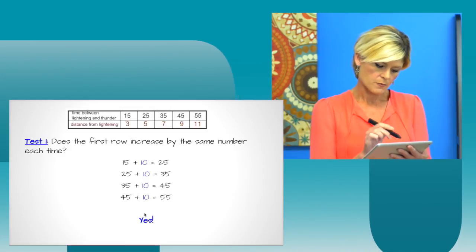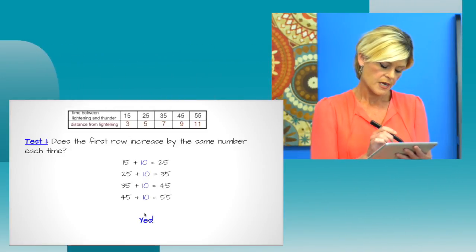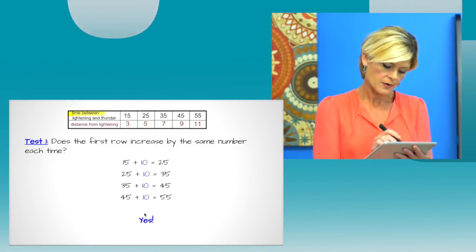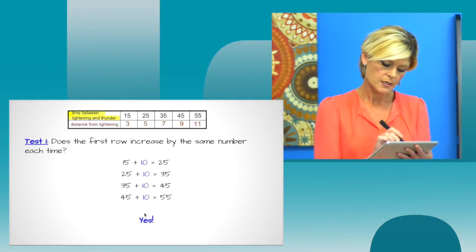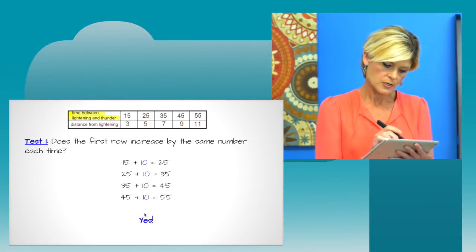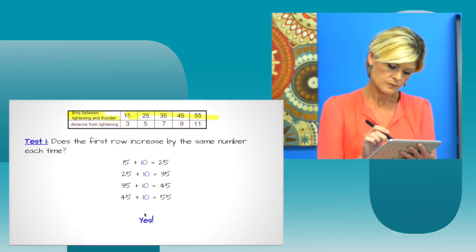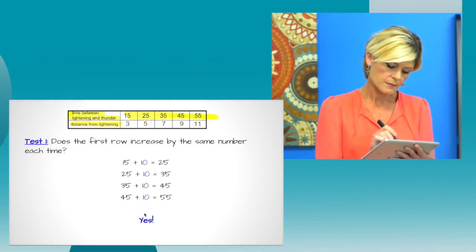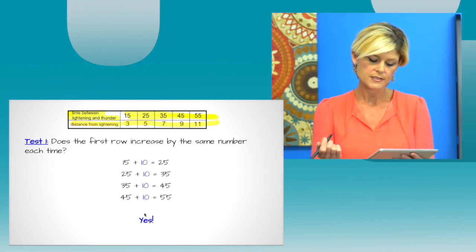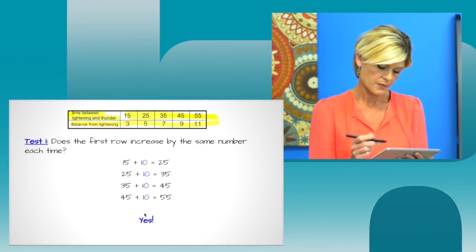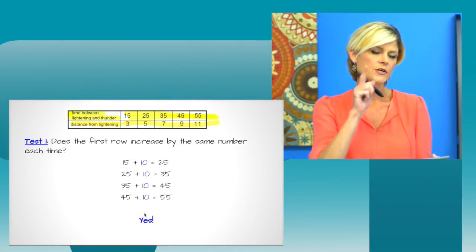Okay, so here's our table. We've got the time between lightning and thunder. We'll go across the top. 15, 25, 35, 45, and the distance from lightning on the bottom, 3, 5, 7, 9, and 11. Okay, now let's take a look. Let's try our first test.